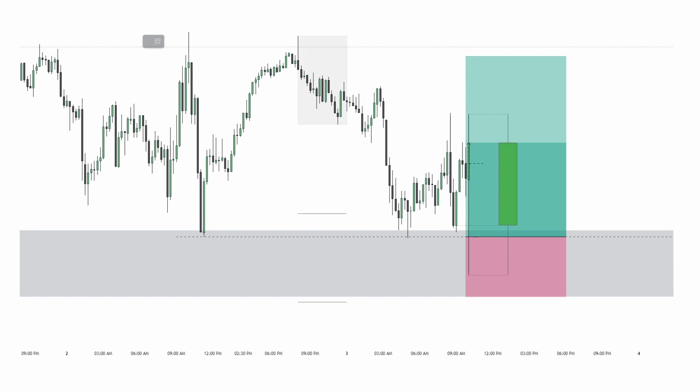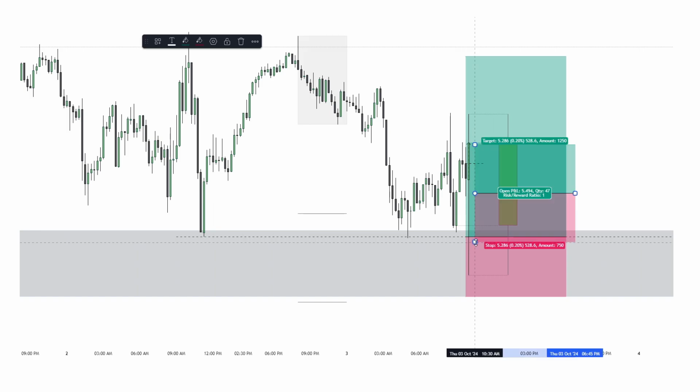So if price can come back down into this last down close candle opening price, I'd like to scale into my position. This would then adjust my entry to about down here, to take into account the entry down here plus the entry up here. So my new entry would be right here.